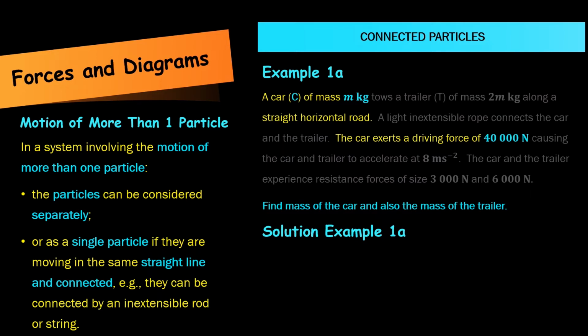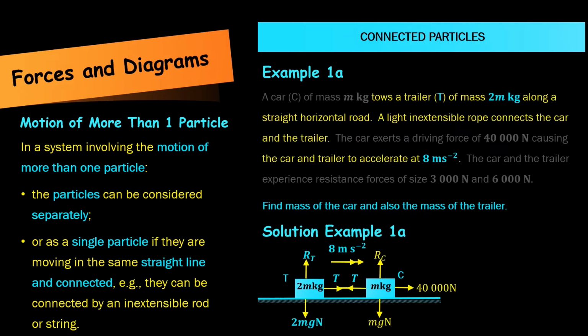So let's solve this. We're going to begin by drawing a sketch of the forces being exerted on the car and on the trailer. So let's begin with the car. Here's our car of mass m kilograms. The driving force is of 40,000 newtons. It's indicated going towards the right. The weight is indicated downwards, mg newtons, and the normal reaction force is of course being exerted upwards. And we're calling it R subscript C because this is acting on the car.